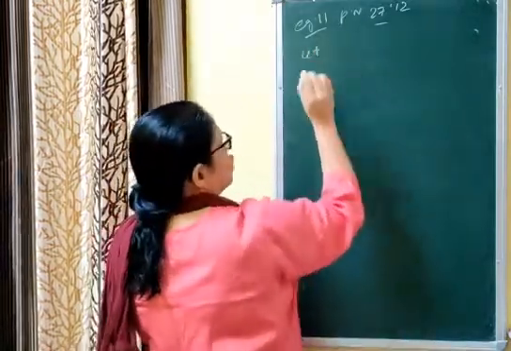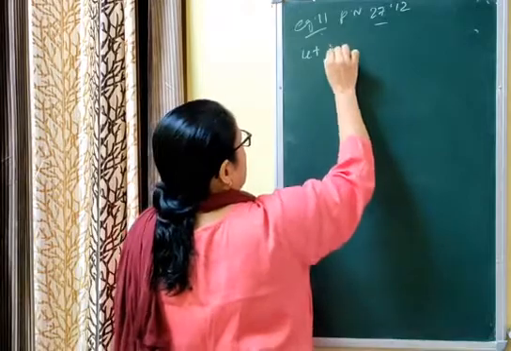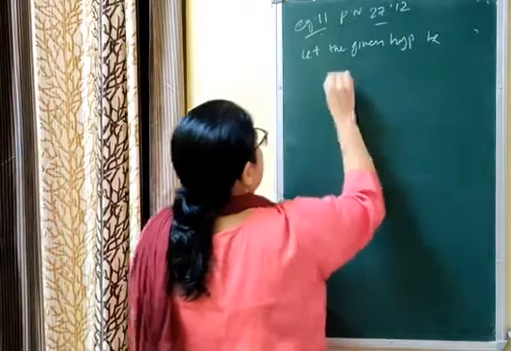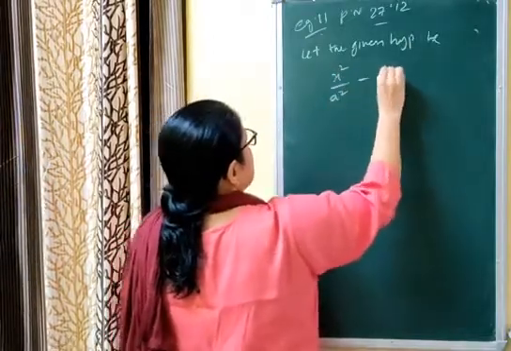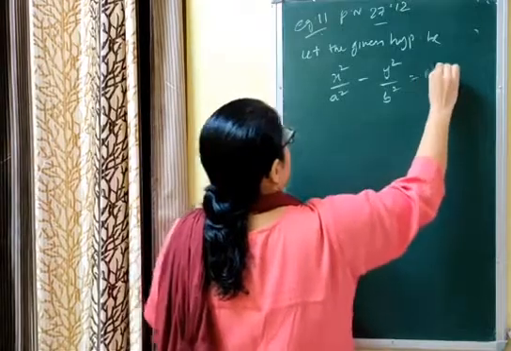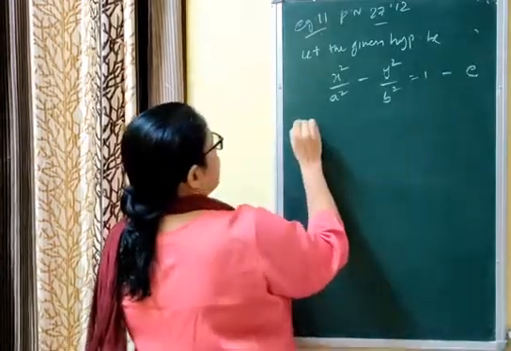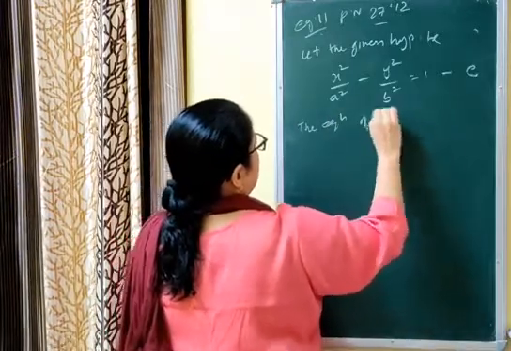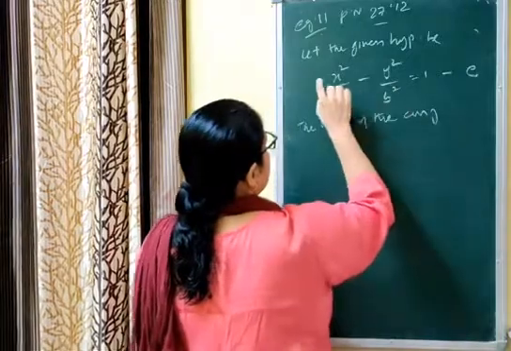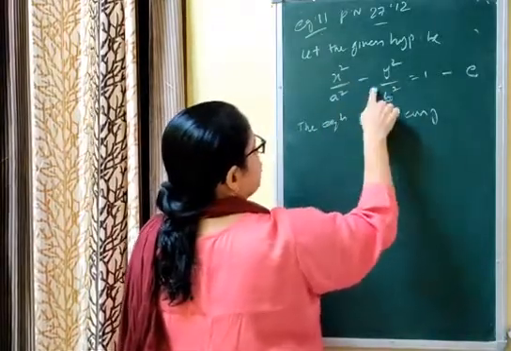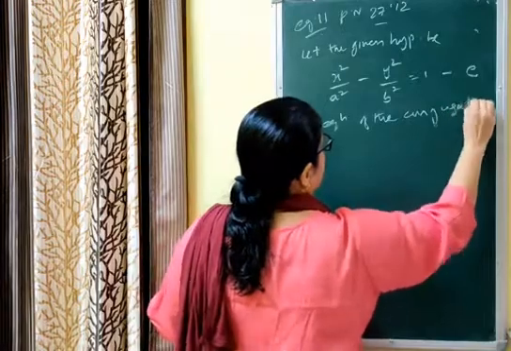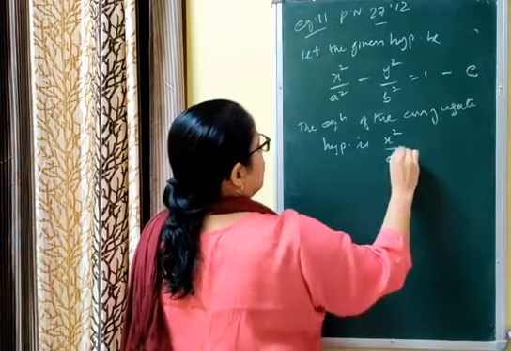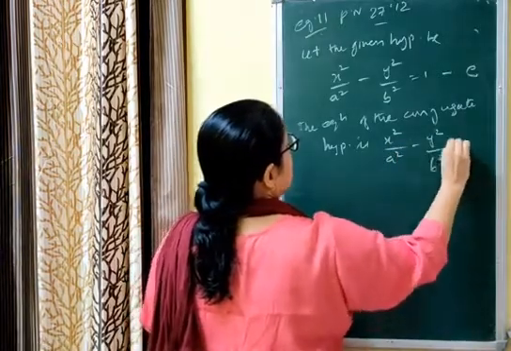So you are given the eccentricities of two hyperbolas which are conjugate to each other. Let the given hyperbola be x square by a square minus y square by b square is equal to 1 with eccentricity E. Now the equation of the conjugate hyperbola: how do we get the conjugate? The minus becomes plus, the plus becomes minus, and converting it to standard form, minus 1 comes. Equation of the conjugate hyperbola is x square by a square minus y square by b square is equal to minus 1.